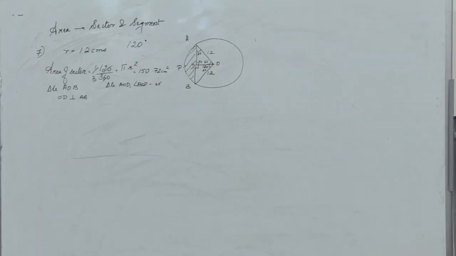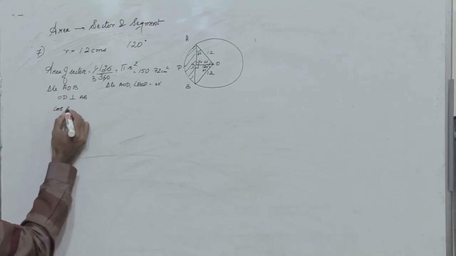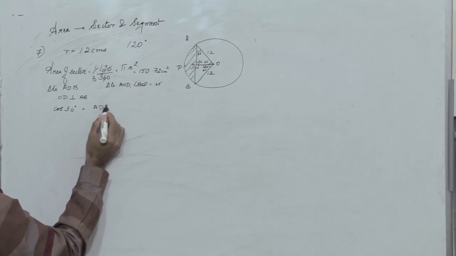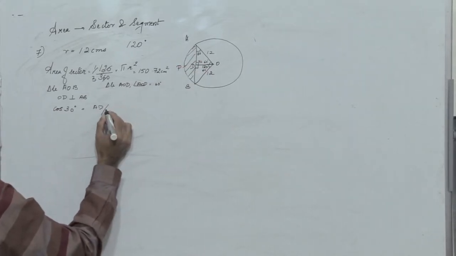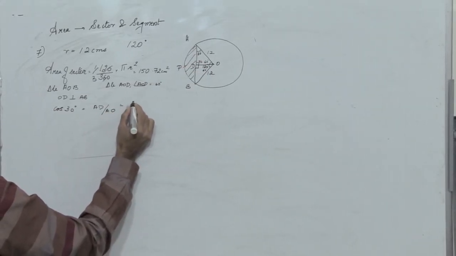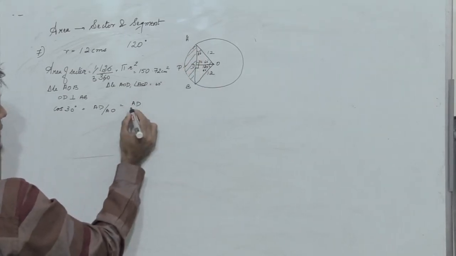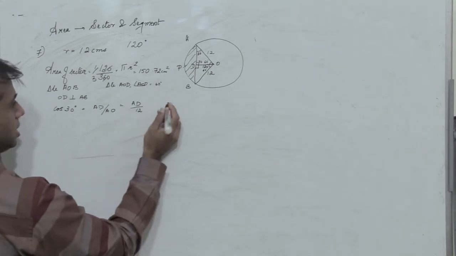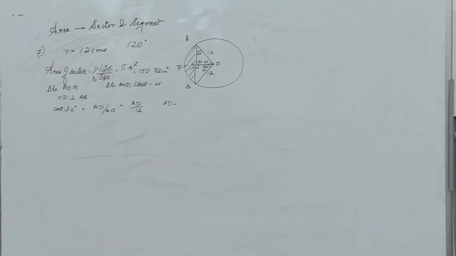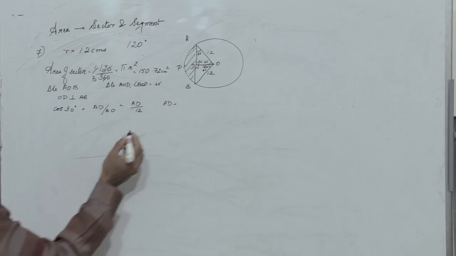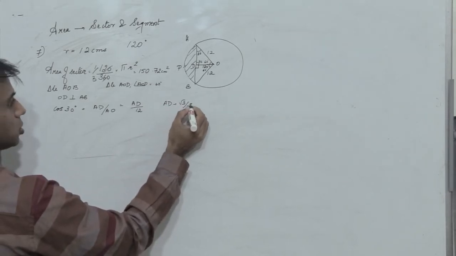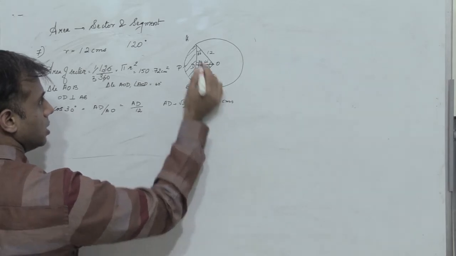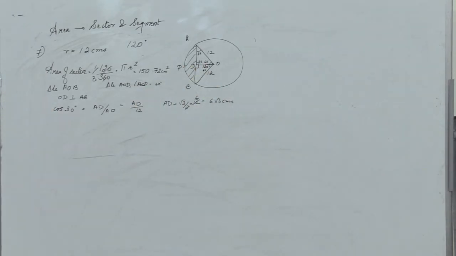Right? So now, finding cos 30. What is cos 30? It is the adjacent side, which is AD, divided by the hypotenuse AO. So AD by AO, and AO is 12. I need to find AD here. So AD is 12 into cos 30. Cos 30 is root 3 by 2. So we have root 3 by 2 into 12, which gives us 6 root 3 centimeters. So AD is 6 root 3 centimeters.